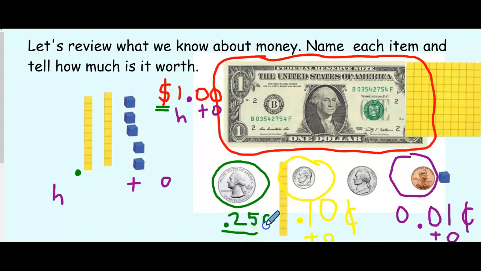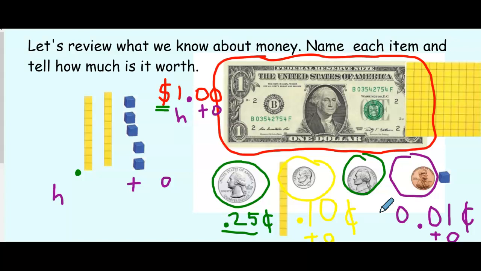That's right, we need a cent sign. And remember, we write our cent sign on the right-hand side of our cents. Now let's look at our last coin. Can you remember what this coin is called? Yes, it's a nickel. Can you remember how much a nickel is worth?